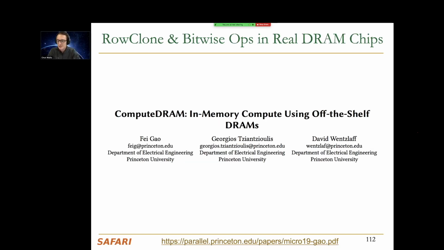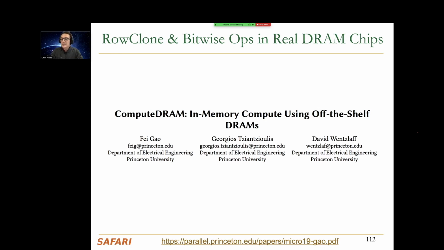So let me quickly talk about some work that actually shows that this RowClone and bitwise operations, like I discussed, is very much possible in a limited set of DRAM chips today. These folks from Princeton took our SoftMC infrastructure that I mentioned earlier, and they showed that by violating the latency parameters of DRAM chips, you can do RowClone operations in off-the-shelf DRAM chips without changing the DRAM chips at all, by just changing the memory controller in SoftMC.